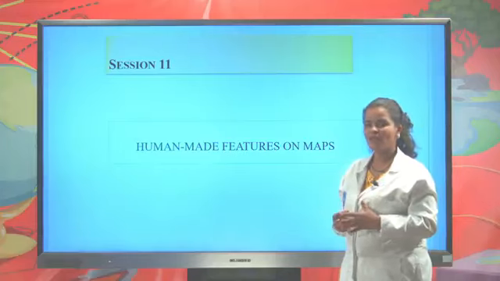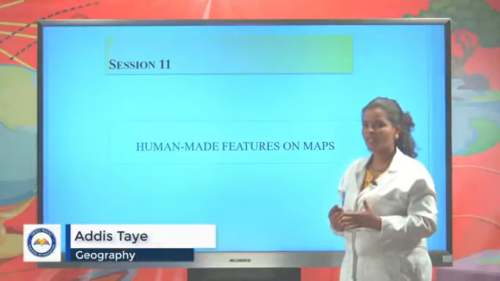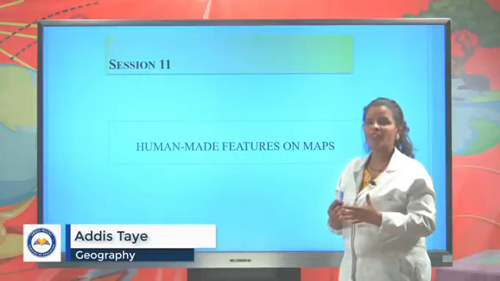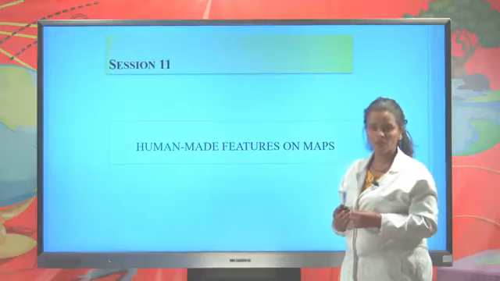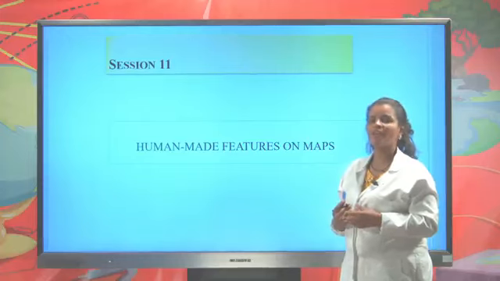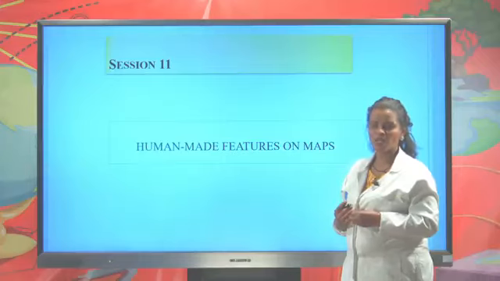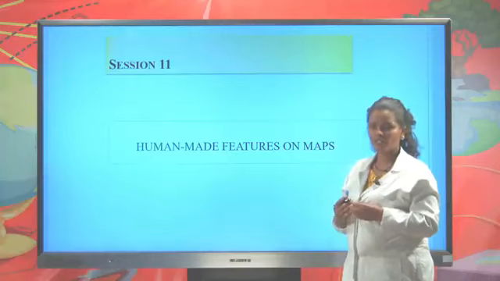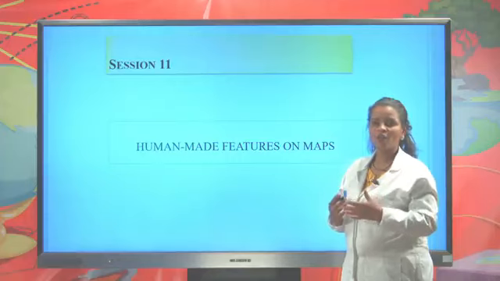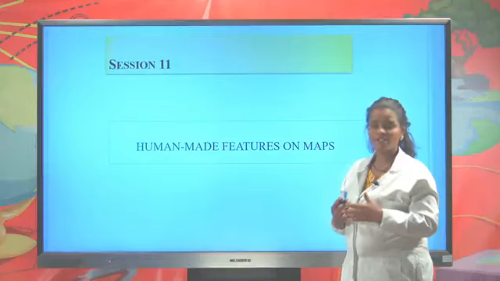In the previous lesson, we have seen the different drainage patterns: dendritic, trellis, radial, and rectangular drainage pattern. And also we have seen the course of the river. A river has three courses: upper course, middle course, and lower course, with different landforms in each course of the river. And also we have seen the meaning of confluence, tributary, watershed, and drainage system.